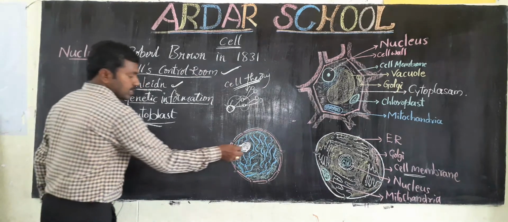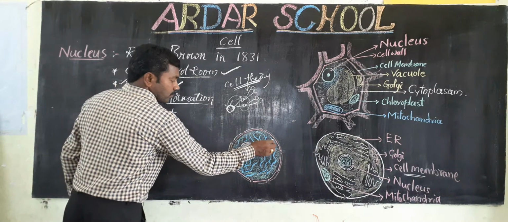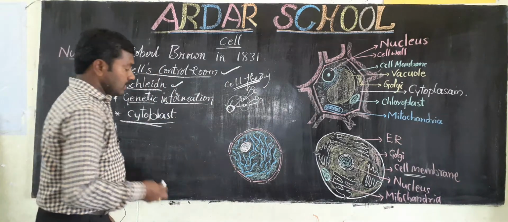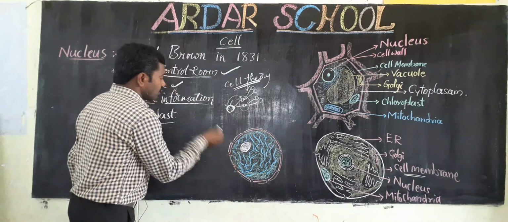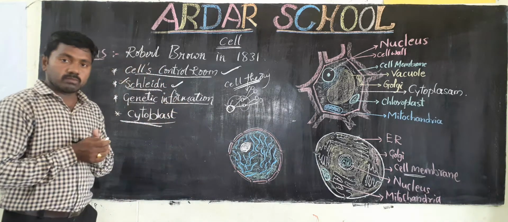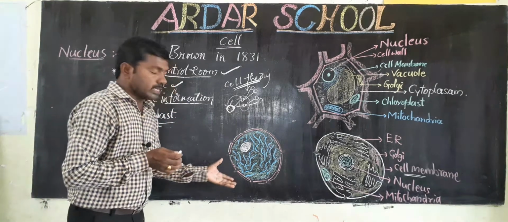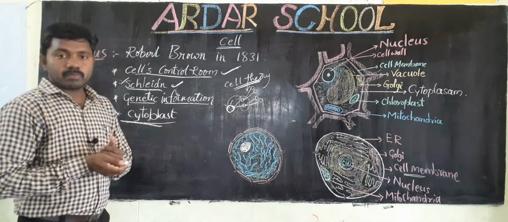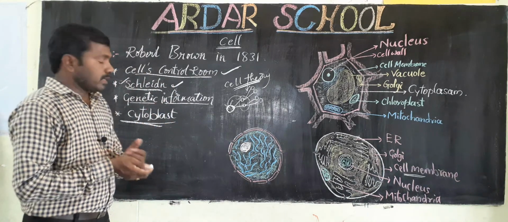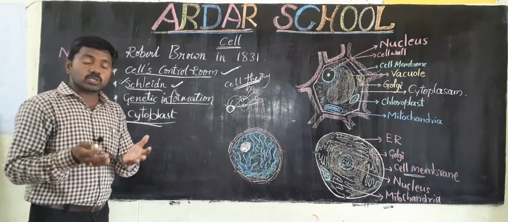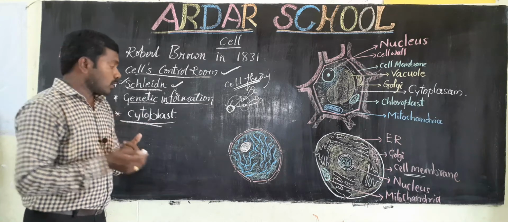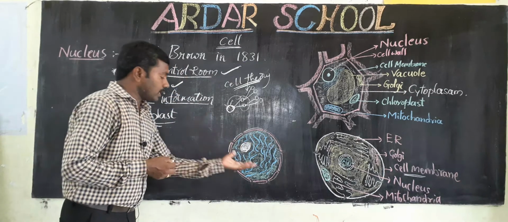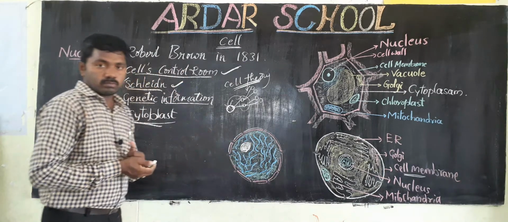Okay children, this is the nucleus. This is the genetic material. This genetic material has genetic information, and the characters of every organism depend upon it. So every organism has some characters. How? Because of this genetic information, which depends upon this genetic material.